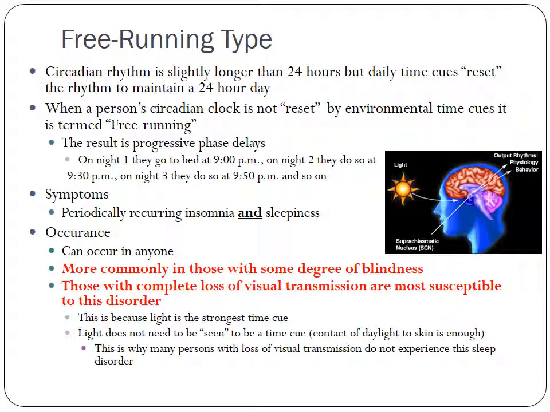However, it's for this reason that daylight can just hit the skin and that be enough. That's why some people with loss of visual transmission do not experience a sleep disorder, because if they've had daylight contact to their skin, then that was enough of a time cue for that person that they do not develop free running type sleep disorder. However, for some people who are blind or have visual impairment, they may be more susceptible to this type of sleep disorder. It's kind of confusing, but let's go on to our next slide.